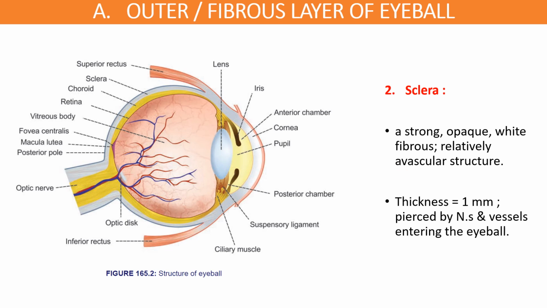Next comes the sclera. Sclera is a strong, opaque, white fibrous layer. It is a relatively avascular structure, about 1 millimeter in thickness. It is pierced by various nerves and vessels entering the eyeball.